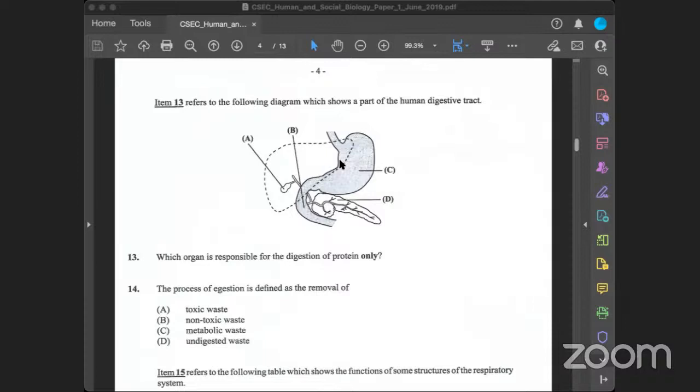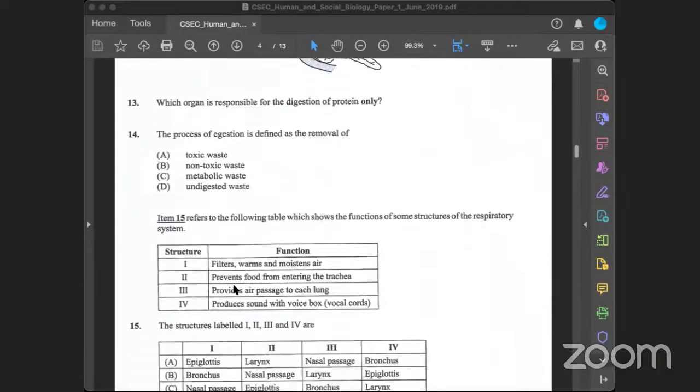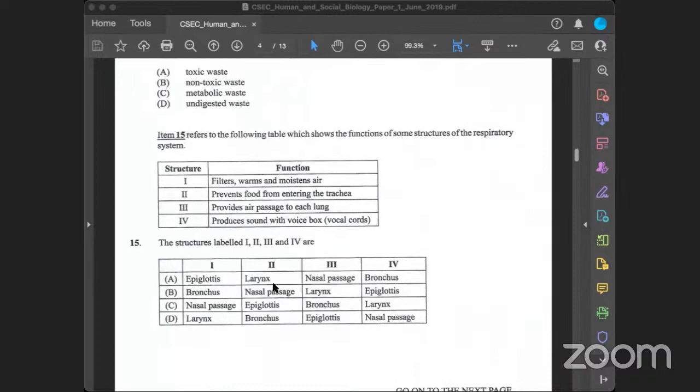Yep. So next question. Somebody else read that one. The process of digestion is defined as the removal of the undigested waste. Egestion removes undigested waste. Excretion removes metabolic waste. So the answer here is D, undigested waste. And they're trying to ask you what here now? Oh, the structure of the respiratory system and what those parts do.